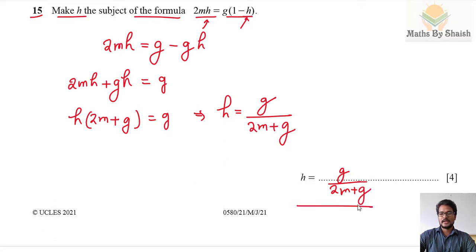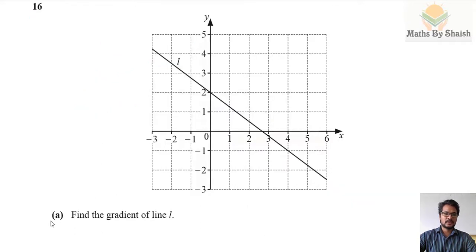It is H in terms of M and G. Here's question number 16, A part. Find the gradient of line L. So for gradient, if we have the line given directly, we'll choose two known points. This is the best way because the gradient of a line is rise upon run.